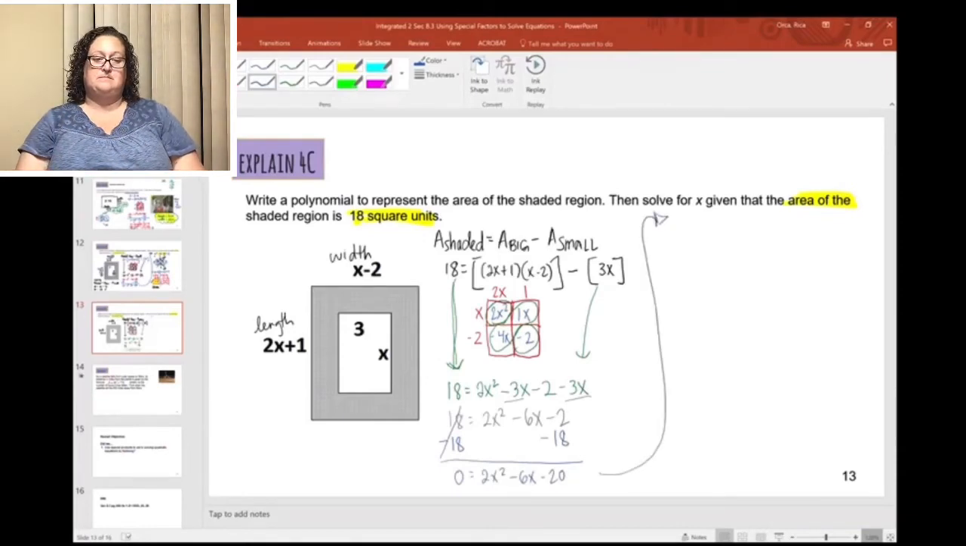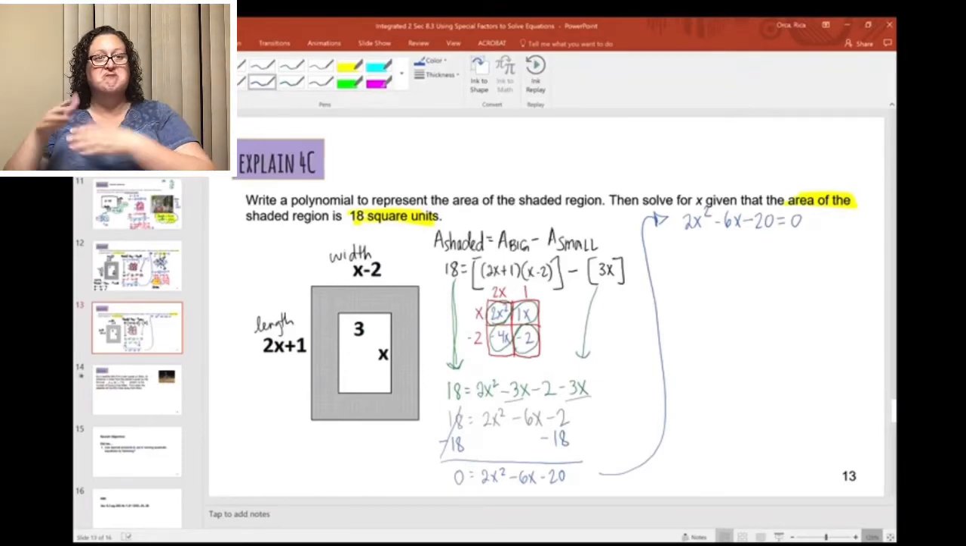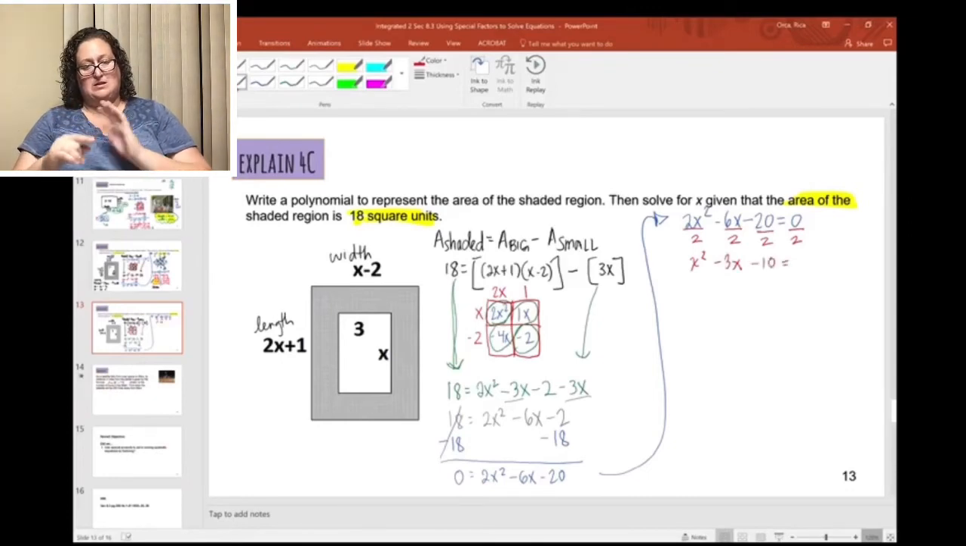This is getting a little messy, so let's continue our work at the top. Okay, class, notice how 2, 6, and 20 are all divisible by 2. Let's make this equation a little easier to work with by dividing everything by 2. Two divided by 2 is 1, x squared. Negative 6 divided by 2 is negative 3. And negative 20 divided by 2 is negative 10, which equals 0 divided by 2, which is 0.